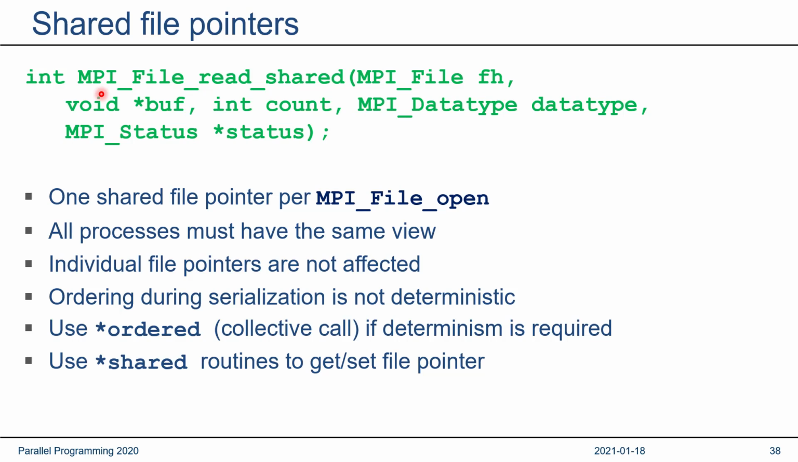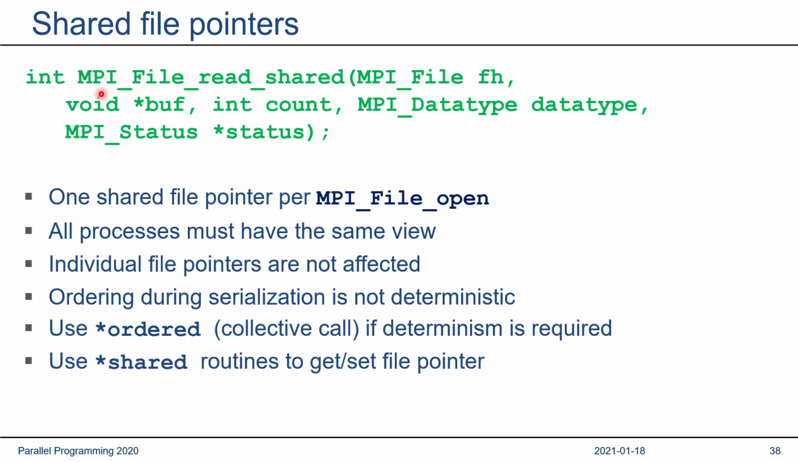Individual file pointers, if you have them in the file, are not affected. So you can actually mix access via individual and shared file pointers in the same program. And if you access via shared file pointers, the shared pointer is a totally different entity. It's separate from the individual file pointers, and they do not influence each other.